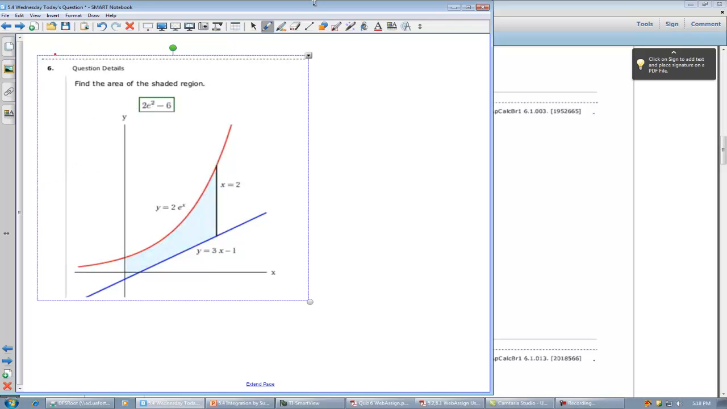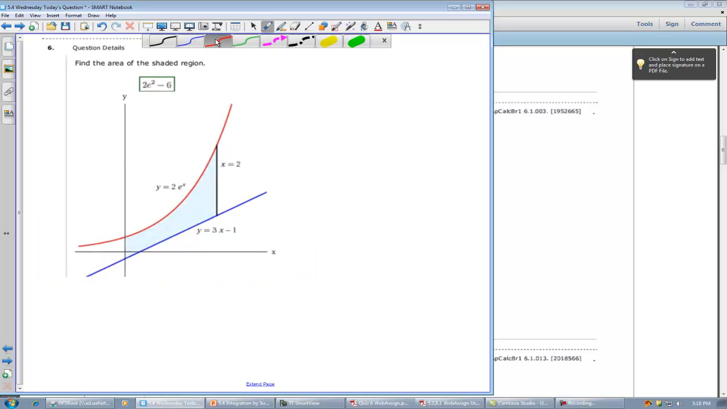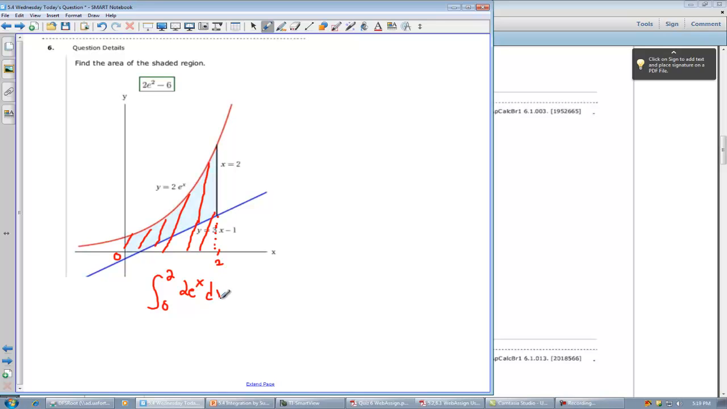All right, so the way this works is you got to create an integral. And so we're going to go from obviously 0 to 2. And what we'll do is we'll find the area underneath this curve in red. It's all the way down. All right, so that's going to be the integral from 0 to 2 of 2e to the x dx. So that's the area in red.